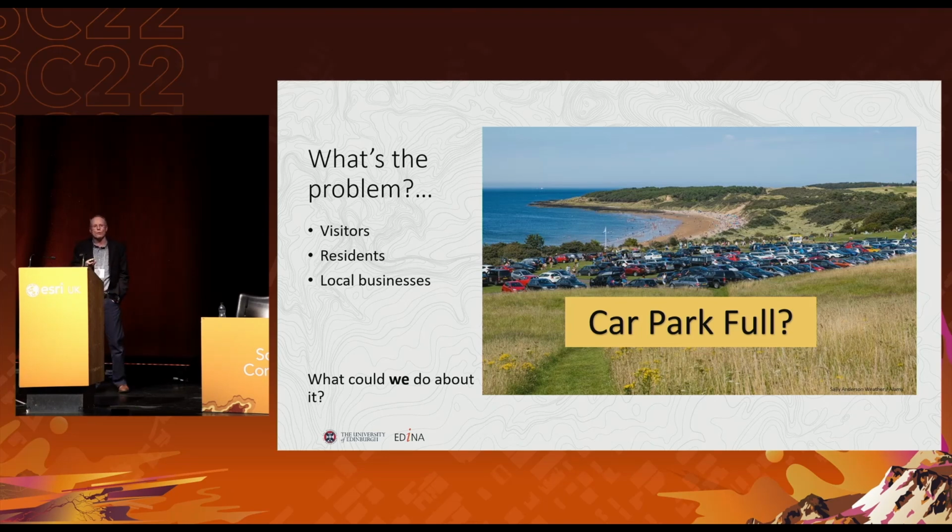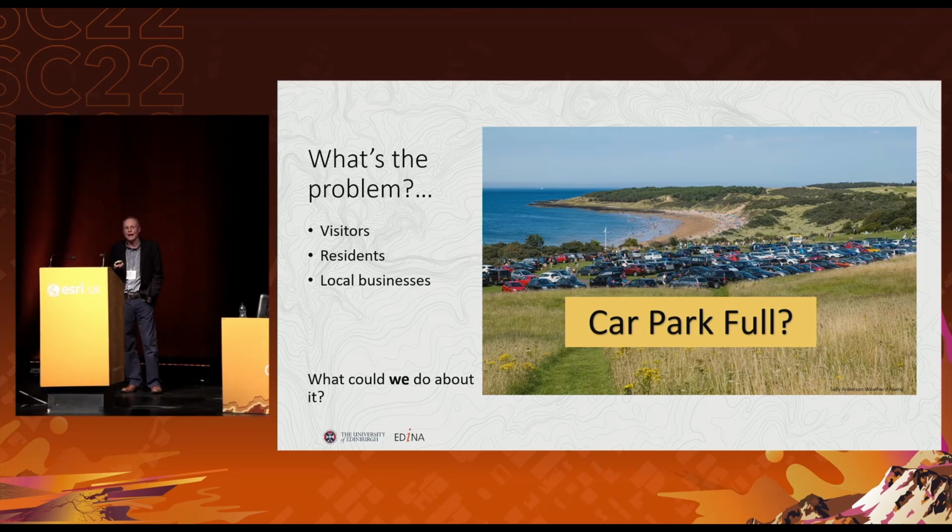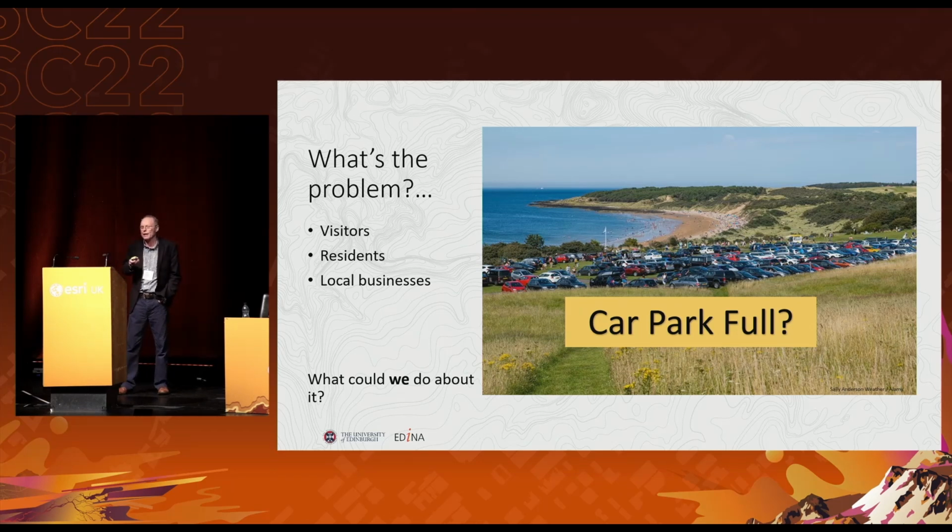So really this is a problem of uncertainty. You're not sure if you will be able to get parked when you get to your destination. And if you can't, you don't know where else you can go. So what does this result in? This results in visitors who are disappointed by arriving at a car park and it being full or very busy. You have local residents getting annoyed because you have overspill from these car parks, possibly blocking local roads. And you have local businesses possibly missing out on increased traffic from these visitors.